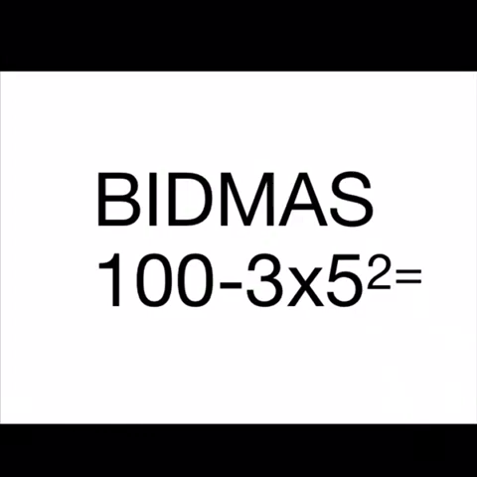Any division? No. Any multiplication? Yes, we do. We have 3 times the 5 squared, or 3 times 25. 3 times 25 gives you 75. All we've got left now is the subtraction. So 100 minus 75 gives you 25.